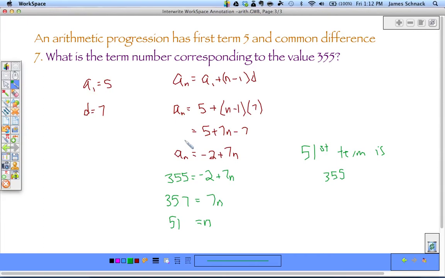Come up with the rule, then use the rule.